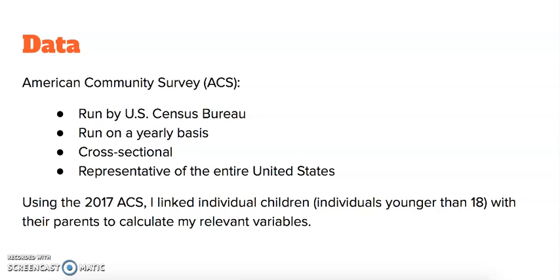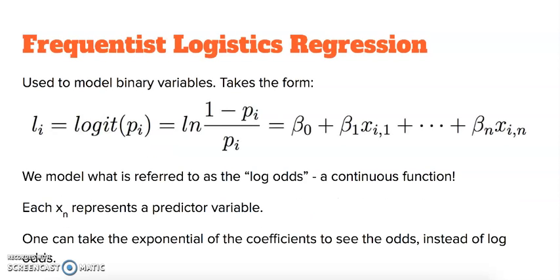It's cross-sectional and representative of the entire United States. So looking at this binary outcome of whether or not a child has healthcare coverage, modeling it in a frequentist sense, you don't say that just the probability of healthcare coverage is a function of all your indicator variables, but rather you look at the log odds, or the logit of P, because this is a continuous function, and you say that that is a function of all of your different predictor variables.